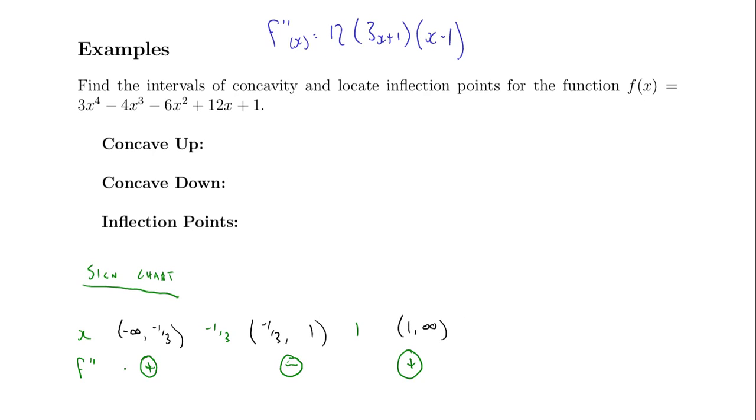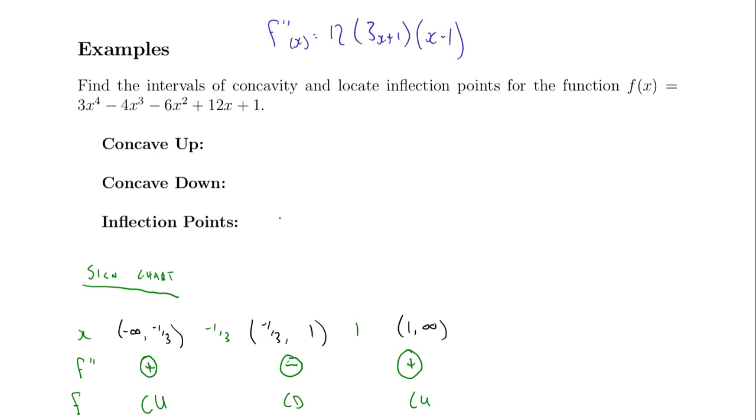And our sign chart now, we have to interpret what this means for f. Now, this doesn't mean increasing, decreasing, local max, or anything like that, because these are signs of the second derivative. So what this means is that our function is concave up. F prime is increasing here. That means f is concave up on this interval. And now if our second derivative is negative, that means f prime is decreasing, and so we'll say f is concave down. And on this interval, we have concave up again.